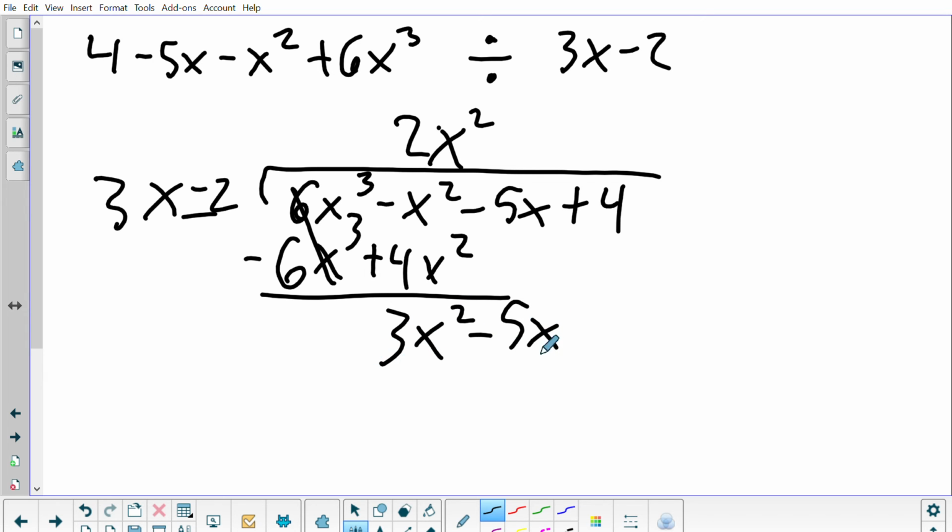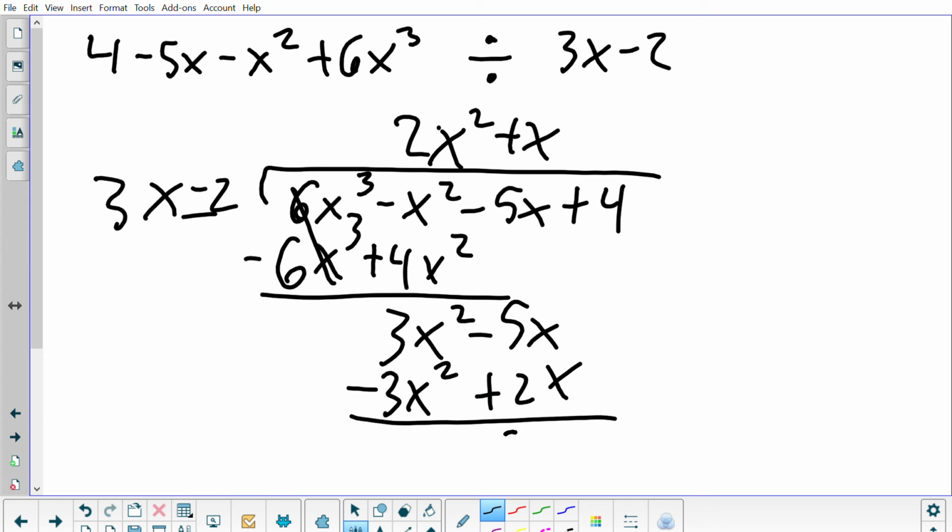So now I have these two compared to these two. What do I multiply 3x by to get to 3x squared? Plus x. So I have x times 3x, which is 3x squared. Then x times negative 2 is negative 2x. Then I change the symbol so it's negative and positive. And I'm left with 3x plus 4.